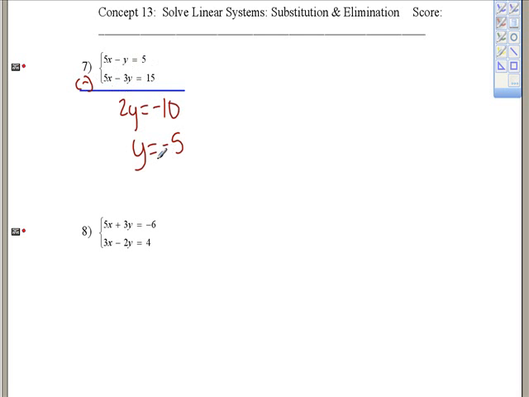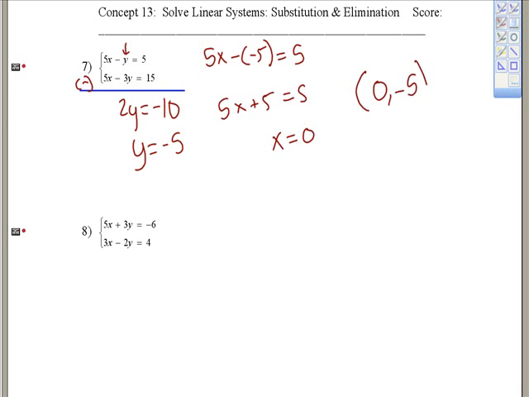I don't want to stop here. Some of you guys stopped too soon. I want to find the x value that actually goes with that. If I put a -5 back in this equation, I get 5x minus a -5 equals 5. Well, some of you guys are going to solve this by inspection. 5x plus 5 equals 5. What does x have to be? 0. 0 plus 5 would be 5, so x has to be 0. So my solution is the point 0, -5. X is 0 and y is -5, so that one's done. And then off to number 8 here.